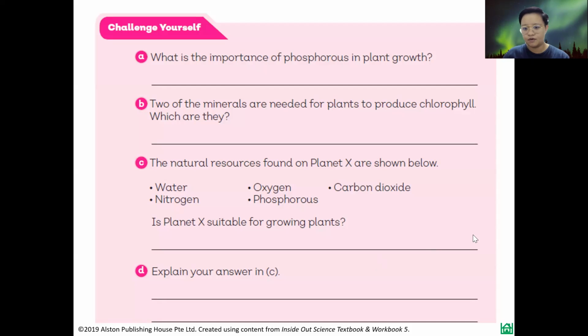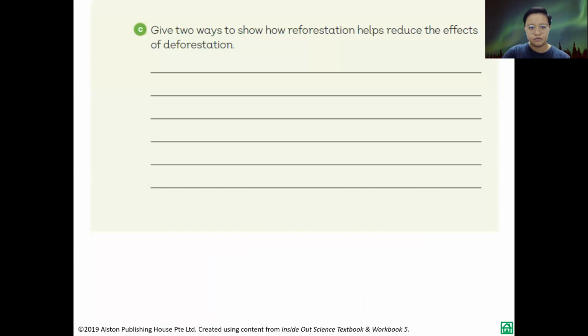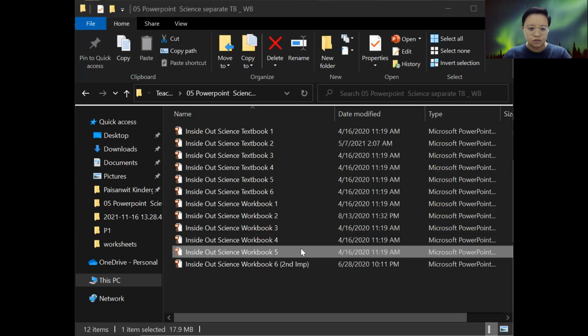All right, let me check if I'm on the correct workbook. Okay, hold on. Okay, let me share my screen again. Sorry. So let's go to the grade 5 workbook. Again, you need to have your workbook right now. Let's begin on page 32.